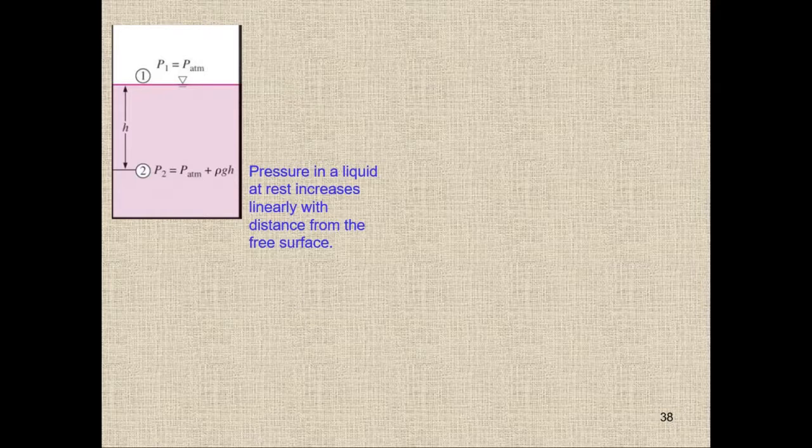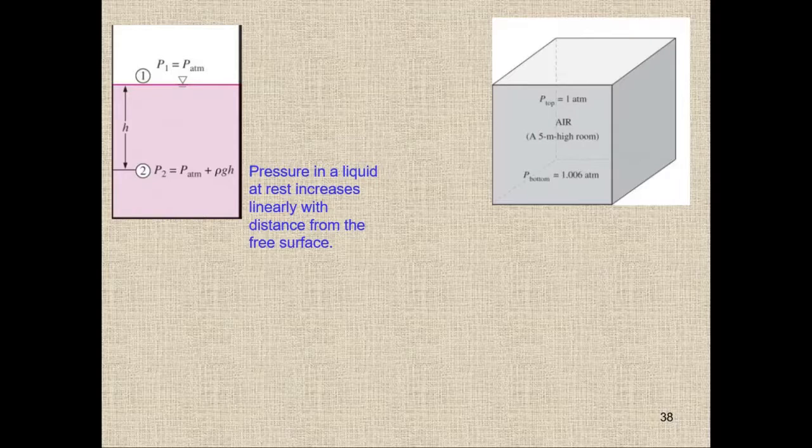So pressure in a liquid at rest increases linearly with distance from the free surface. So this is one point that you have to remember. The second point is, if we are checking the pressure variation and we are using gases instead of liquid, then in the case of gas, the pressure variation with respect to depth can be neglected, because we have the formula for the pressure which is equal to rho GH.